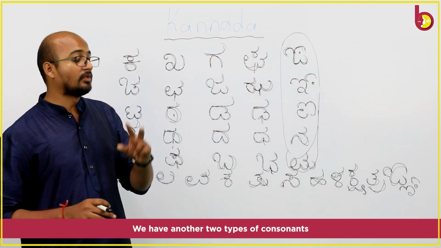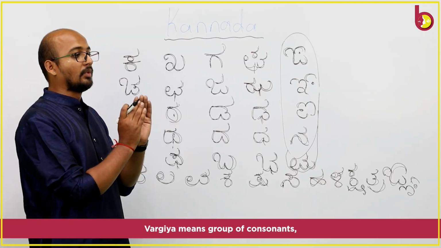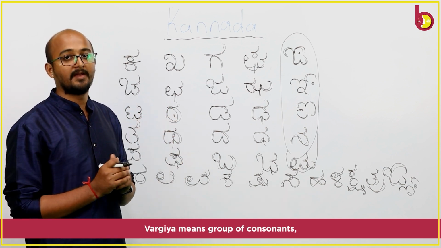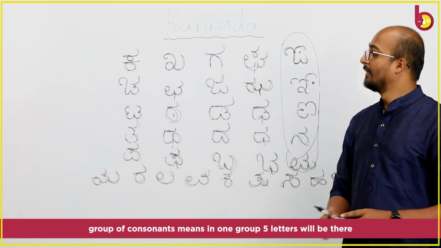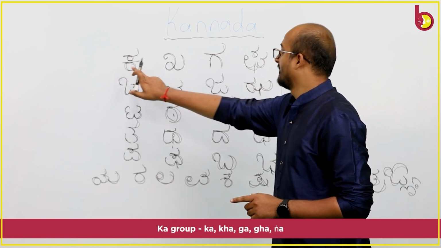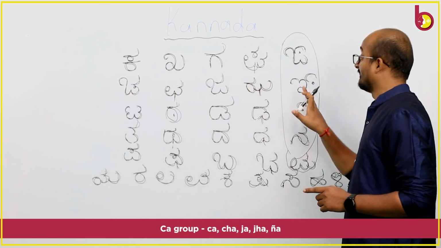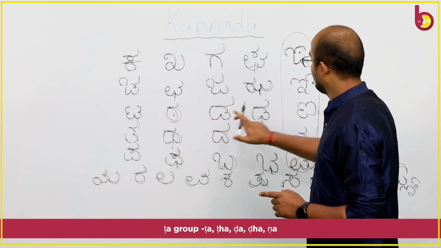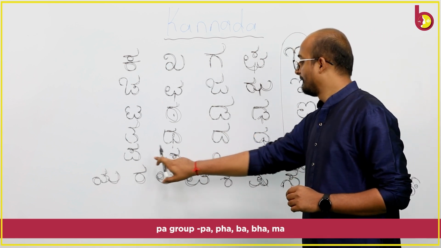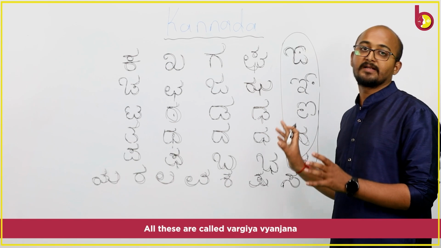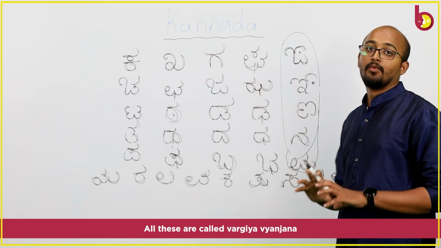And here also, there are two types: Vargiya Vyanjana and Avargiya Vyanjana. Vargiya means group of consonants, and Avargiya means non-group. Group of consonants means in one group, five letters will be there. Ka group: ka, kha, ga, gha, nya. Cha group: cha, chha, ja, jha, nya. Ta group: ta, tha, da, dha, na. Ta group: ta, tha, da, dha, na. Pa group: pa, pha, ba, bha, ma. All these are called Vargiya Vyanjanani, group of Vyanjanas.